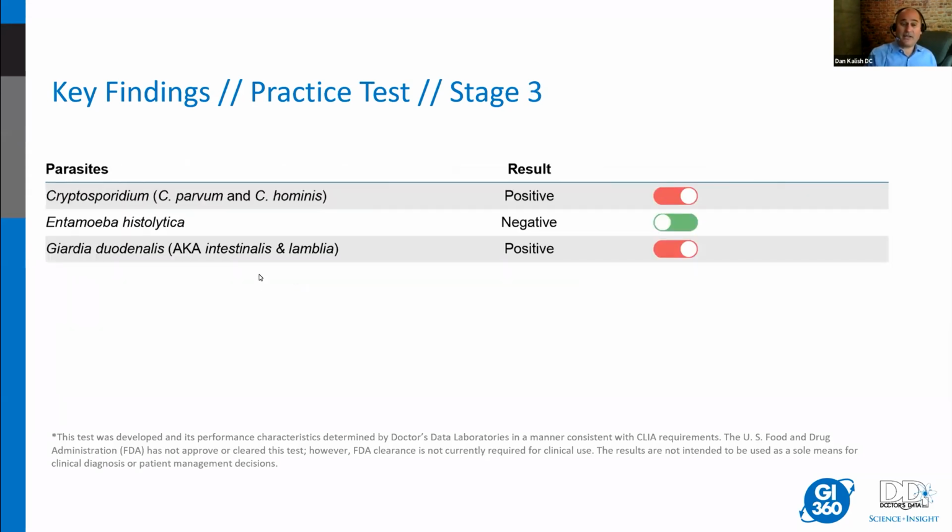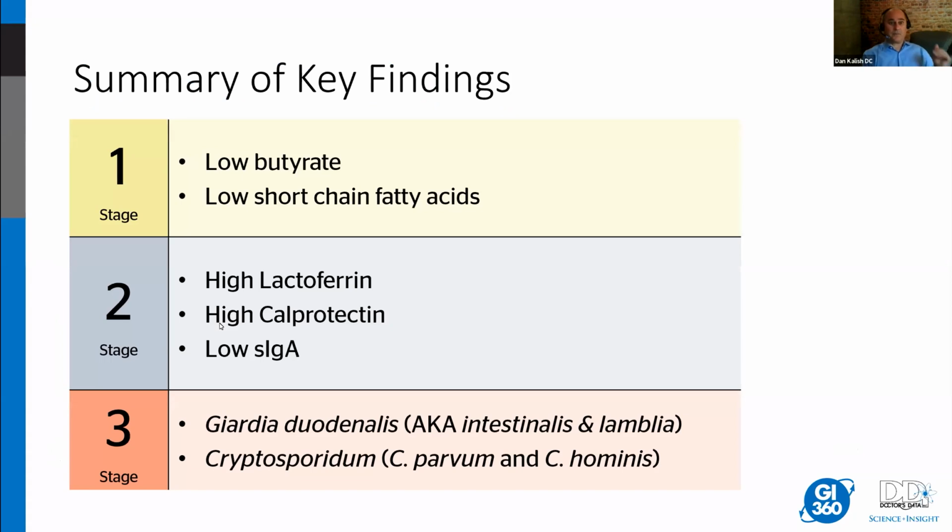And then in a stage 3, again, these are yes and no's. These are probably the easiest parts of the test in some way. Do you have an infection or not? And if you do, what are you going to do about trying to treat it? Okay. Again, these examples: low butyrate, low short chain fatty acids, high calprotectin, high lactoferrin, low Sig-A, Giardia, and crypto. Now, you often will get cases back like this where you have all these different things going on at the same time, right? And then you have to figure out, well, what are we actually going to treat here?